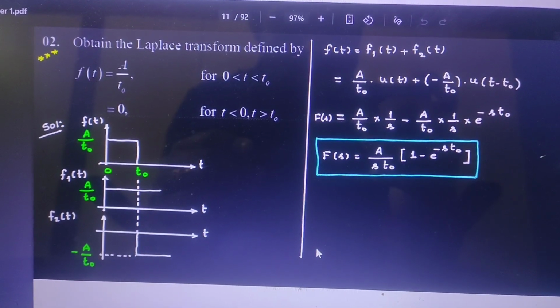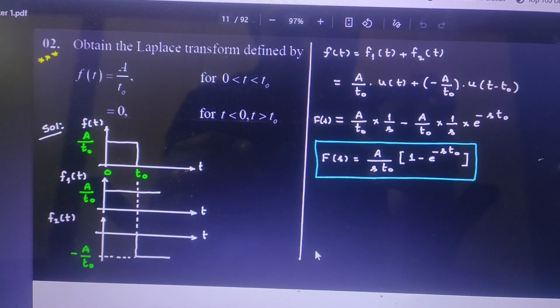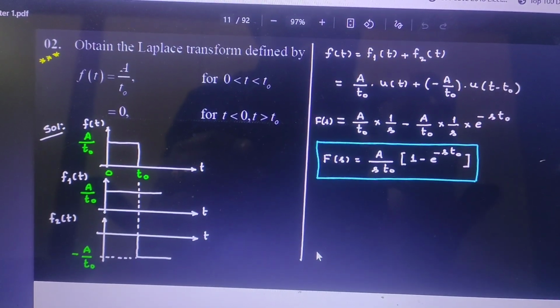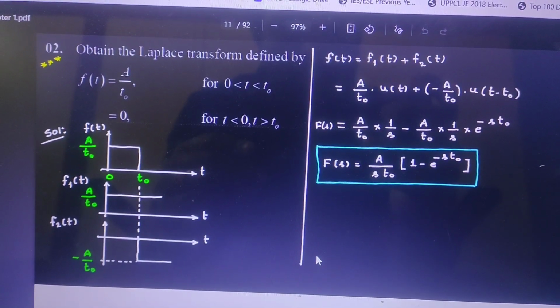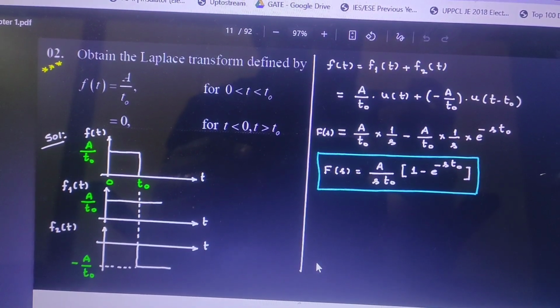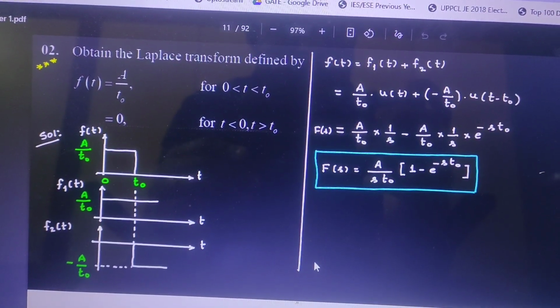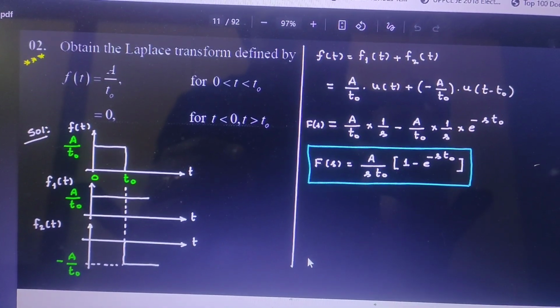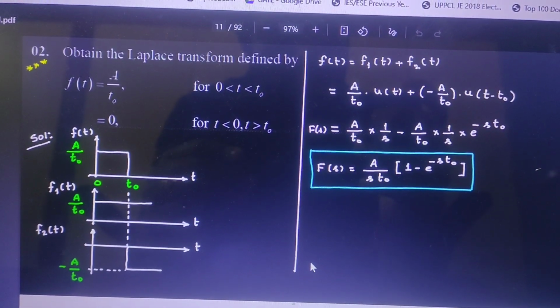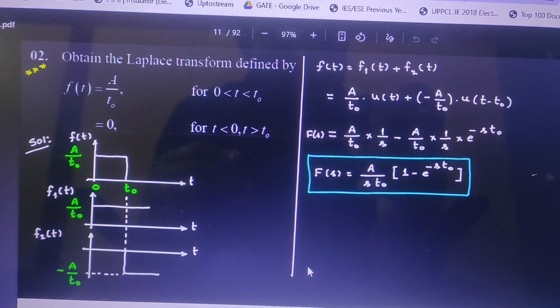Then we divide this f of t into two parts. f1 of t is A by t naught, a constant magnitude, and f2 of t is minus A by t naught from t naught to infinite time, which is also constant. By adding the two you will get A by t naught into u of t plus minus A by t naught into u of t minus t naught.